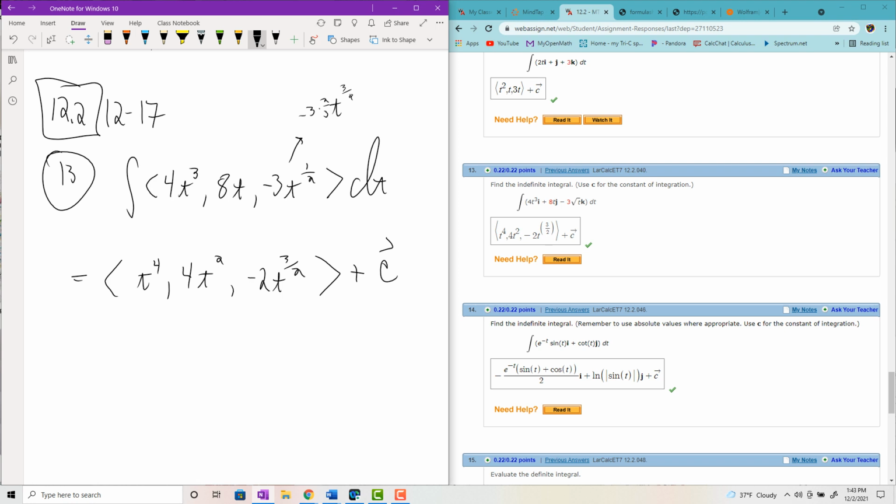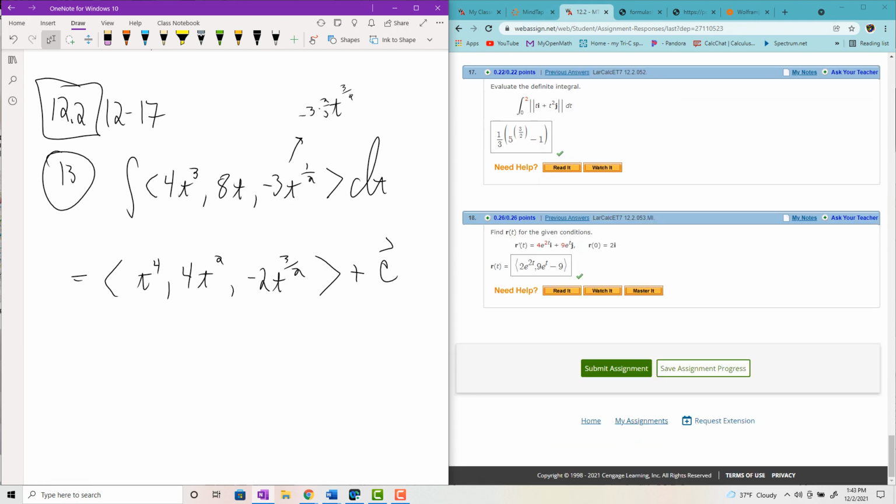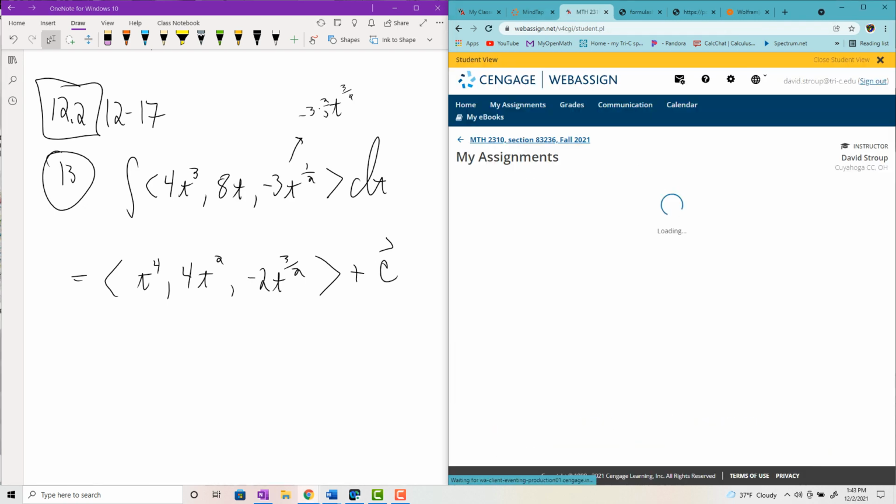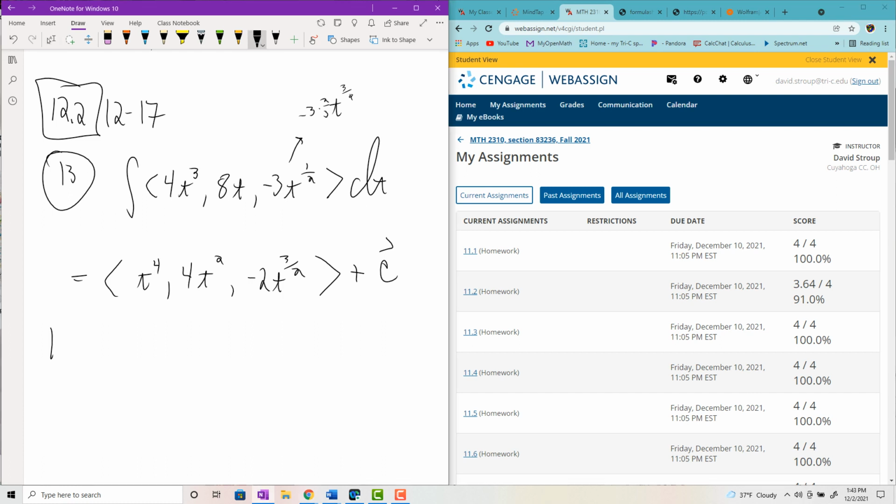Okay, so no big deal really, but let's move on to 12.4. We'll skip 12.3. Let's go to 12.4 then.